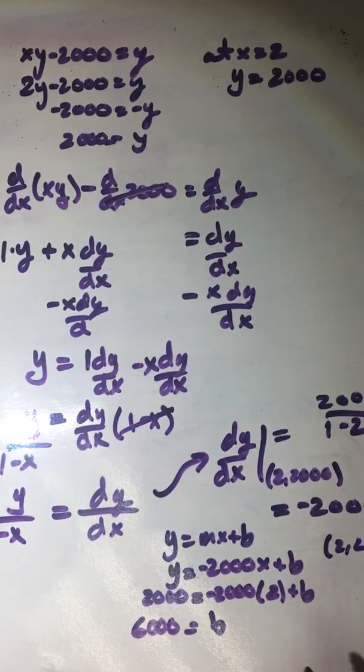And now I've got the equation of my line. y equals negative 2,000 x plus 6,000.